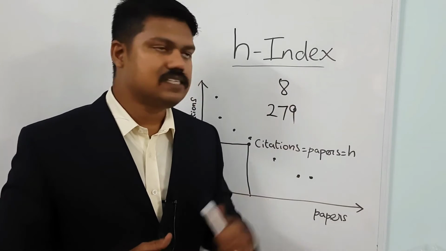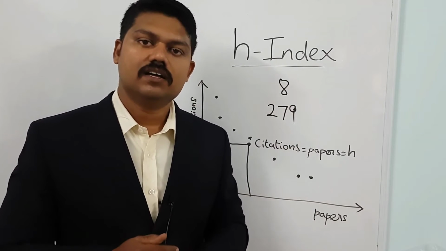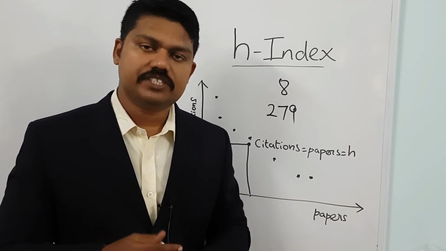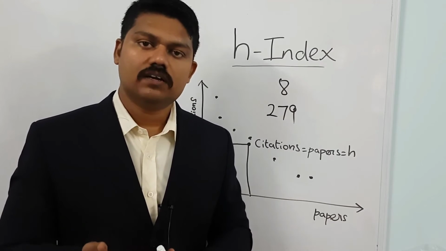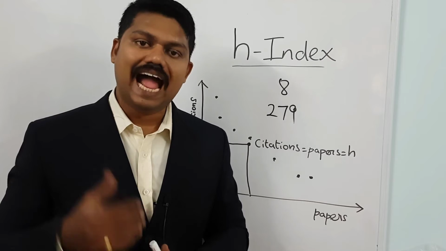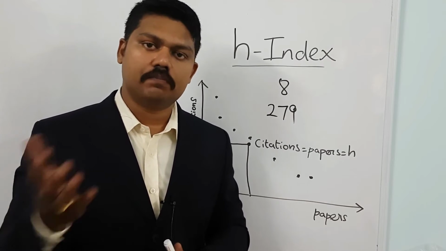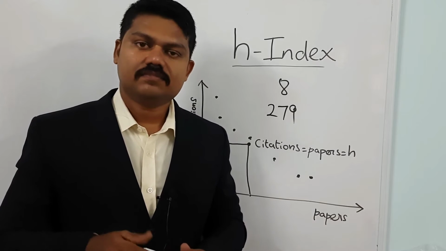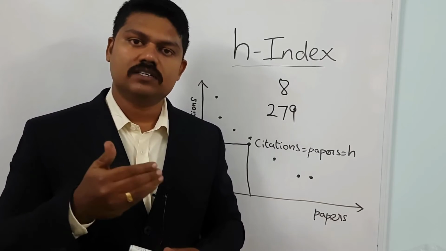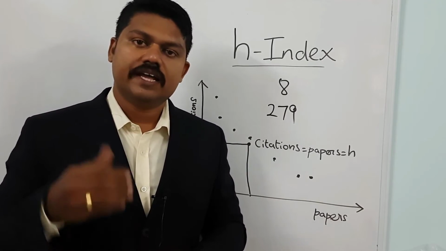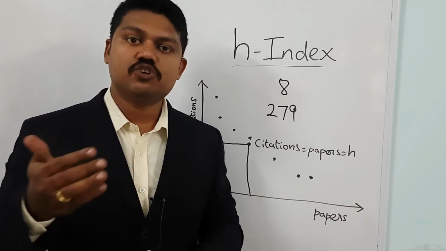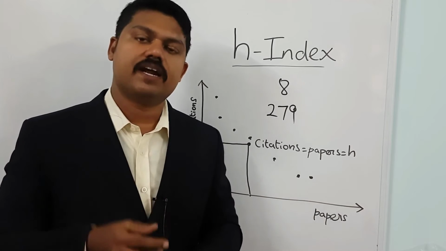You can easily get this H-index value if you have a Gmail ID. Log in to your Gmail ID, go to Google Scholar, create your Scholar profile, add all the research papers which you have published in your profile. Once you have added all the research papers, it automatically will calculate the H-index value based on the citations your paper has received.